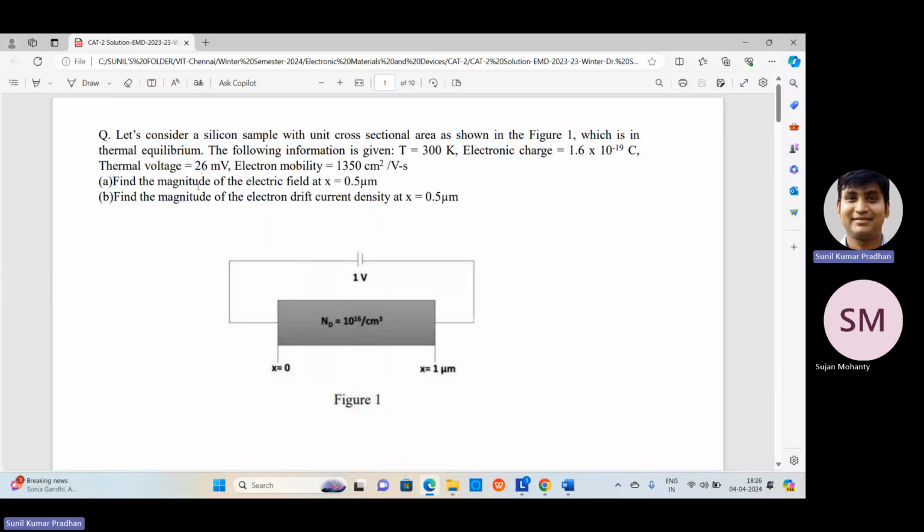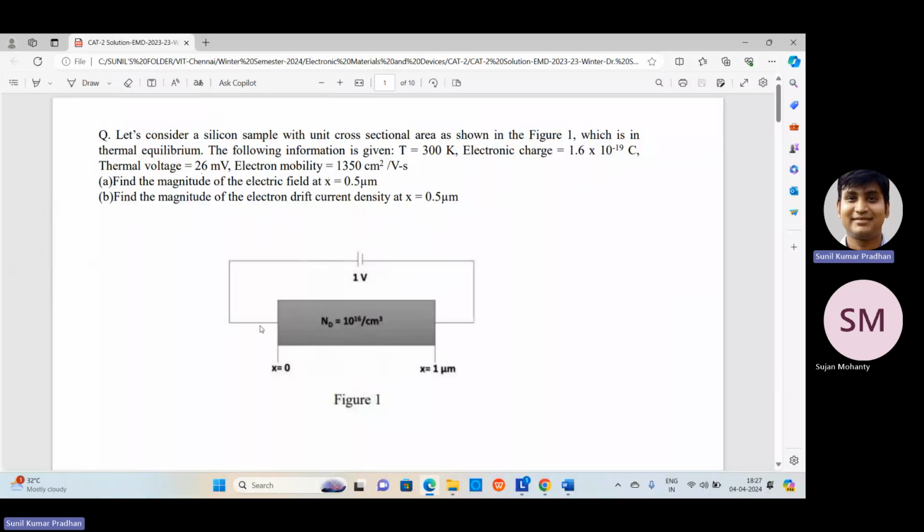Okay. So what is the question asked here? Find the magnitude of electric field at x equal to 0.5 micrometer. And the second question is find the magnitude of electron drift current density at x equal to 0.5 micrometer. You see, in this case, the sample is given an applied bias, and the applied bias is 1 volt across this sample.